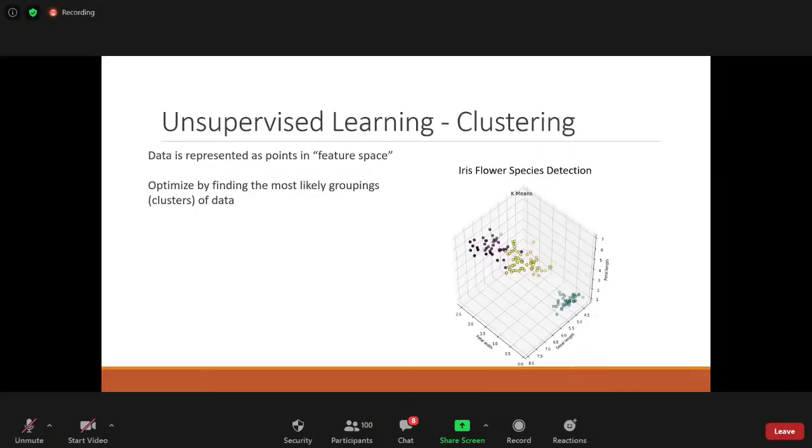So essentially, this data we can represent in this feature space, which is what this graph represents. What clustering does is it optimizes by finding the most likely groupings of data.